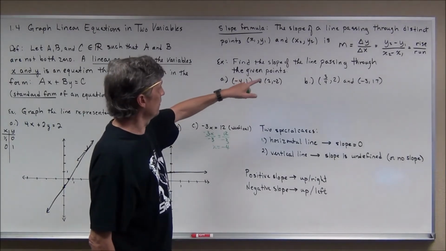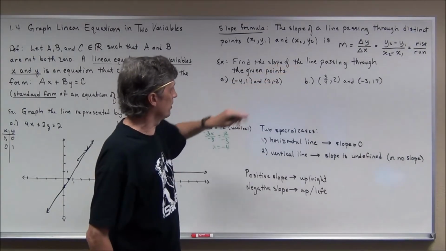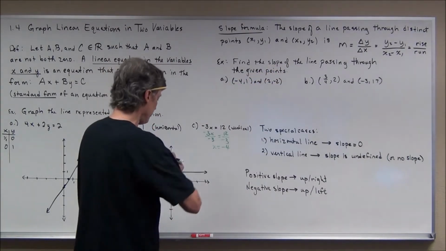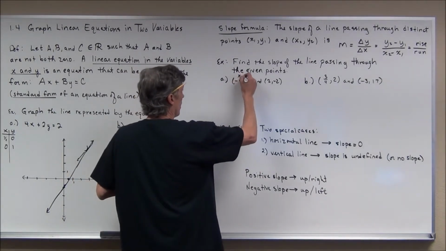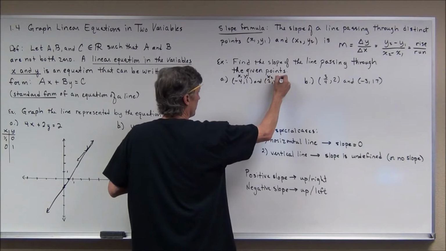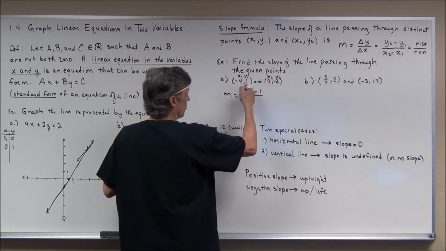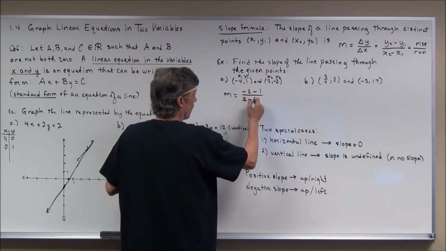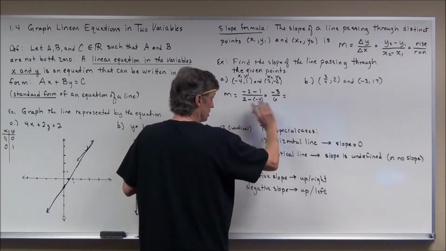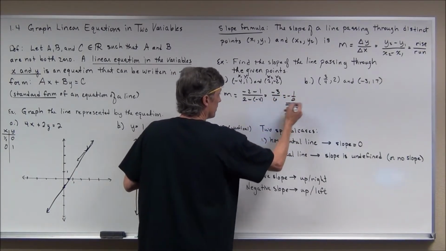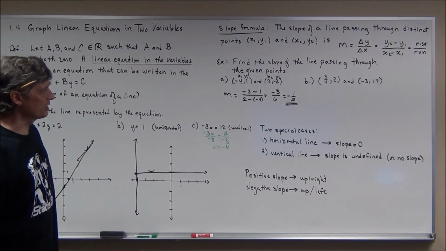So I'm going to find the slope of the line given points. I'm not going to graph these, I'm just going to use the slope formula to determine the slope. Well, let's see what we have here. I'll call this x1, y1, x2, y2, if that helps. And my slope is going to be negative 2 minus 1 all over 2 minus a negative 4. So that's a negative 3 over a positive 6. Simplify, negative 1/2.